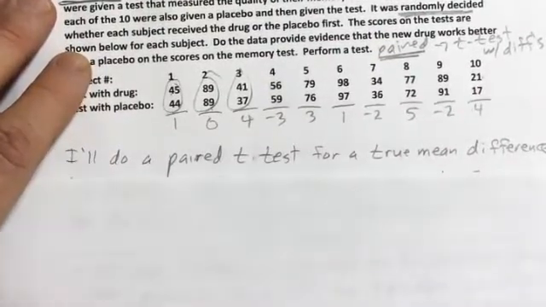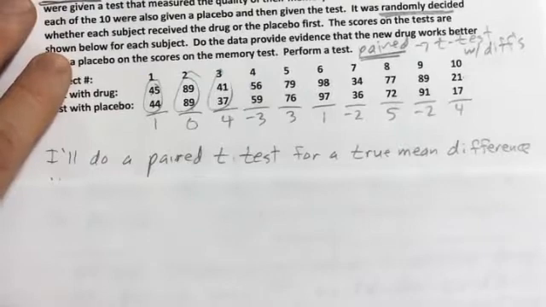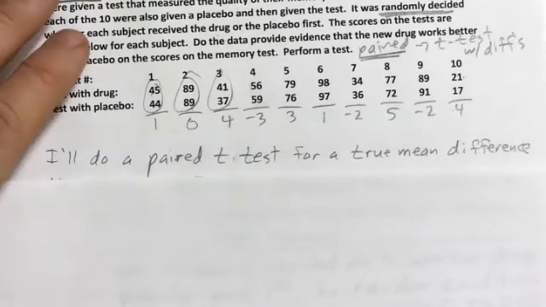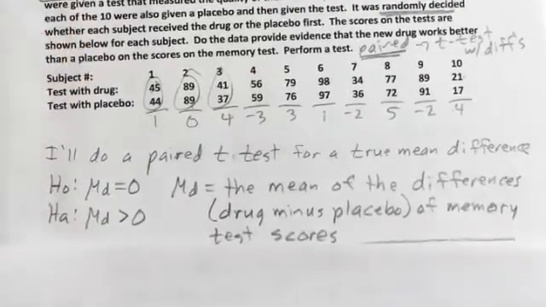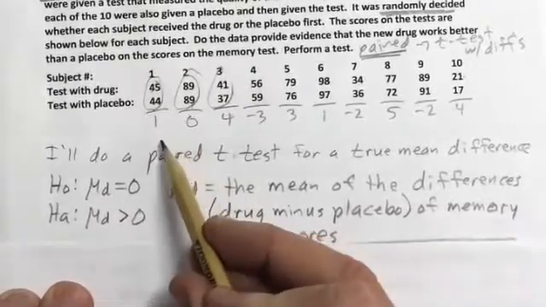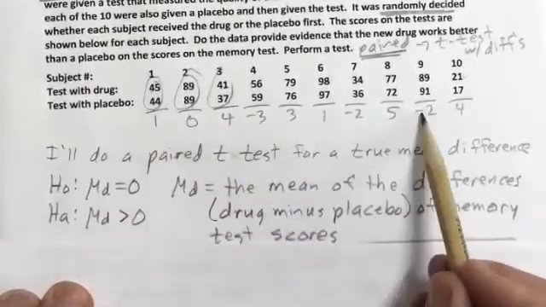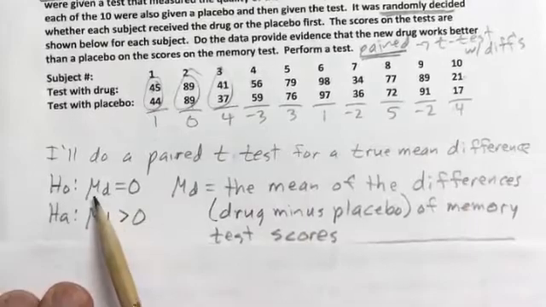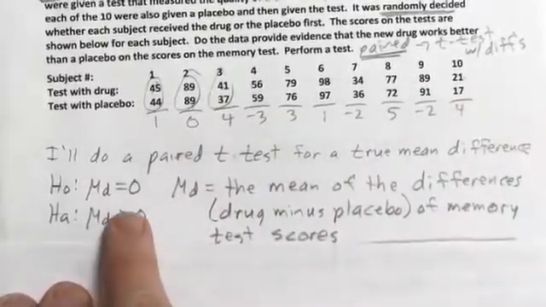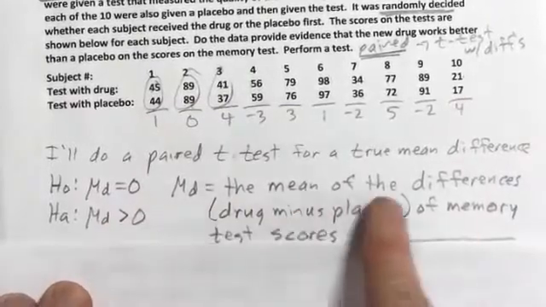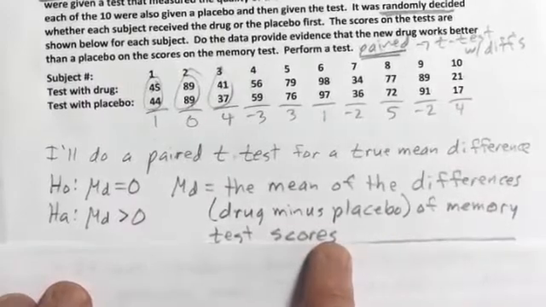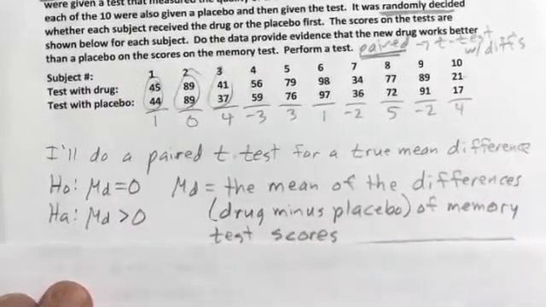All right, so there's the name of our inference: a paired t-test for the true mean differences, or a paired t-test for the mean of the differences. Our null hypothesis is that the differences are 0. Our x bar is the mean of these numbers. The null hypothesis is that for all people like these, the mean difference would be 0, and mu sub D is the mean of the differences, drug minus no drug, of memory test scores.